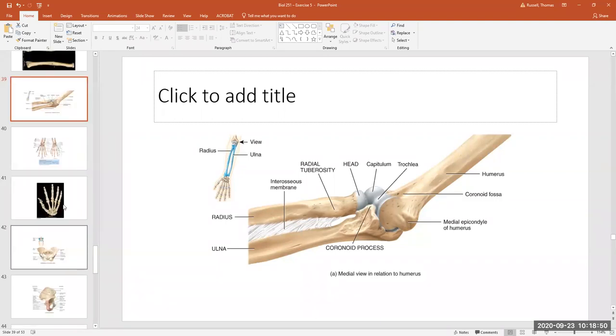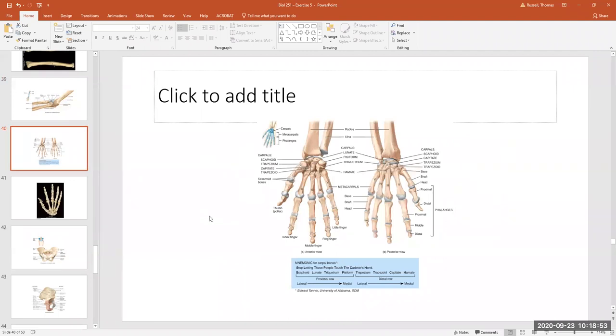Now we have to learn the bones in the hand. The bones in the hand, we're only going to learn in an articulated state. So here are the bones in the hand down here, right? And there's eight little bones that form your wrist, or the carpus. These are called the carpal bones. The bones in the palm of your hand are called the metacarpals, and the bones in your fingers are called phalanges.